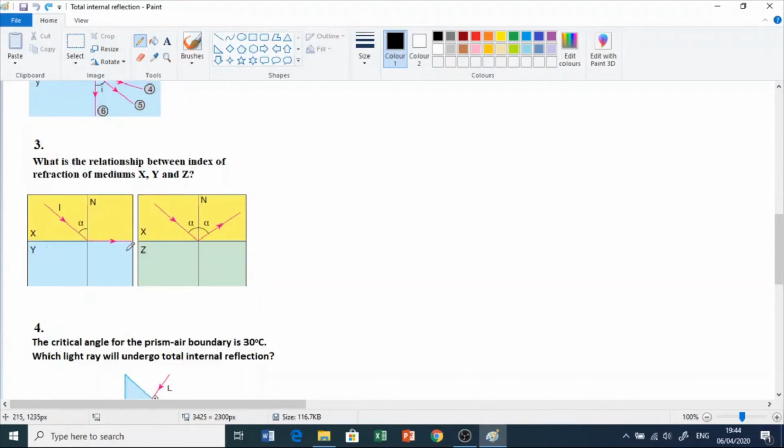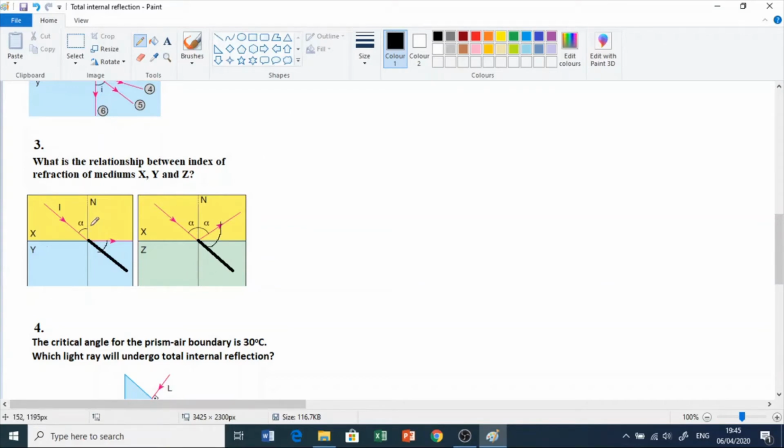Let's look at the third question. Here light is moving in medium X, and then it is trying to move to medium Y, but this is the original direction of the light. It was moving in this direction, but as you see, it has bent this much, and now it is moving between the interface of the two surfaces. Here it was moving in this direction again with the same direction. This was the original direction, but now it has bent more.